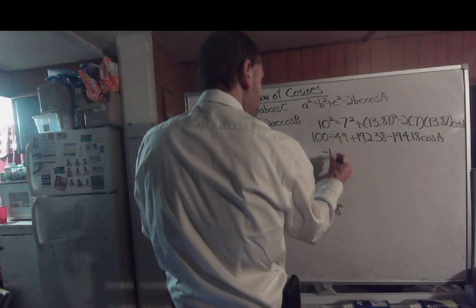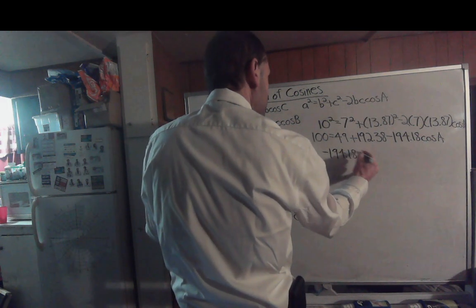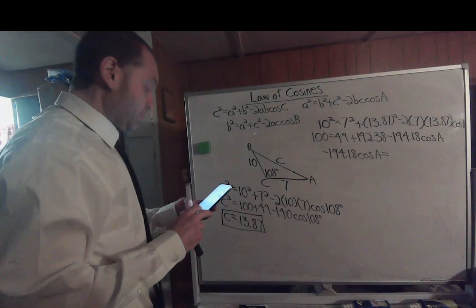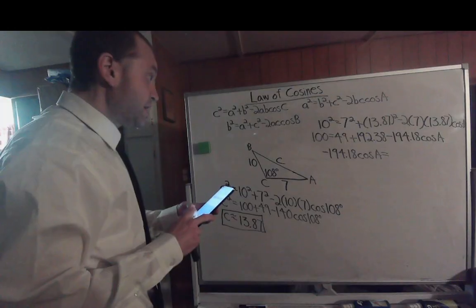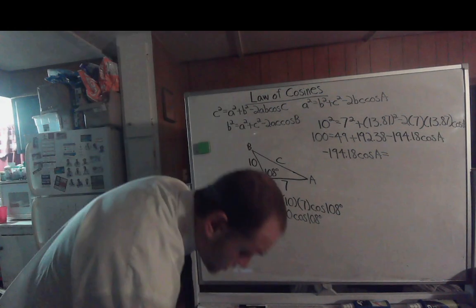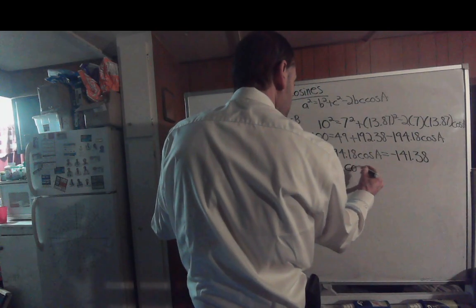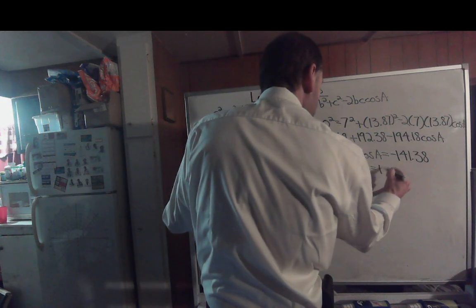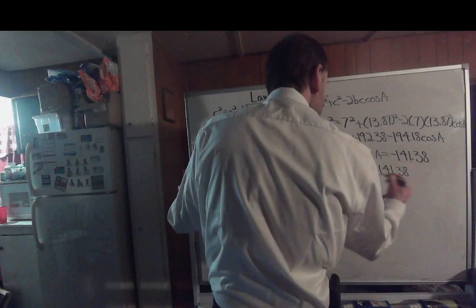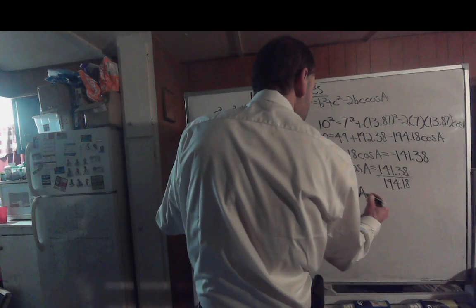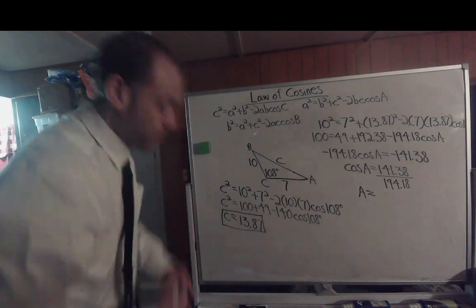So this means now that negative 194.18 times the cosine of A is going to equal the difference of everything else. So 100 minus 49 minus another 192.38, so that should equal negative 141.38. So then that means the cosine of A should equal positive 141.38 over 194.18. And now we should be able to get a 2 decimal place approximation for angle A.